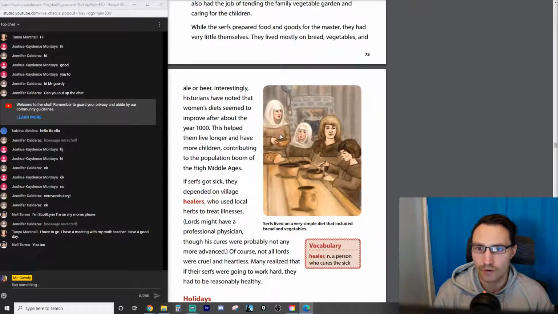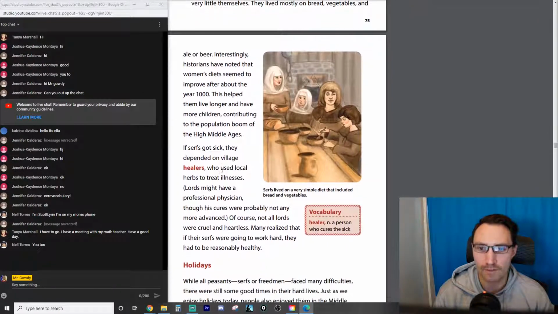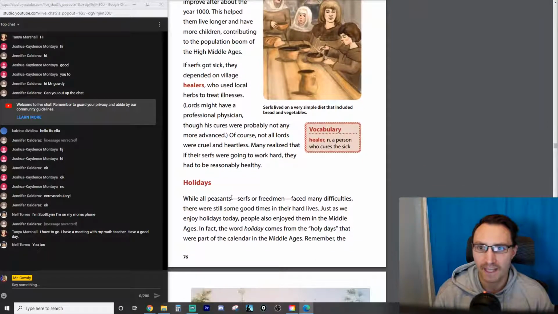Interestingly, historians have noted that women's diets seemed to improve after about the year 1000. This helped them live longer and have more children, contributing to the population boom of the High Middle Ages. If serfs got sick, they depended on village healers who used local herbs to treat illness. So you could probably guess a healer is a person who cures the sick.